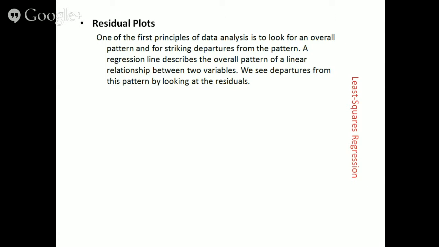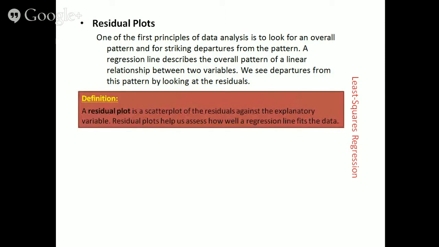So one of the first principles of data analysis is to look for an overall pattern and for striking departures from the pattern. A regression line describes the overall pattern of a linear relationship between two variables. We see departures from this pattern by looking at residuals. Departures is just another fancy word for outliers. Okay, so a residual plot is still a scatter plot, which we've been doing for days, except the x-axis is going to be the residuals, and the y-axis is going to be what was originally your explanatory variable in your original scatter plot.